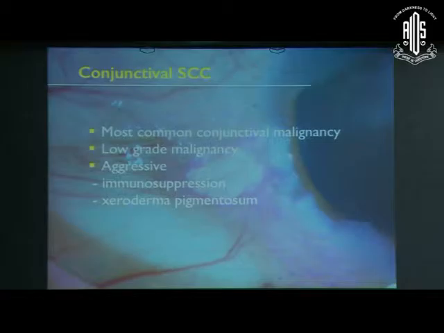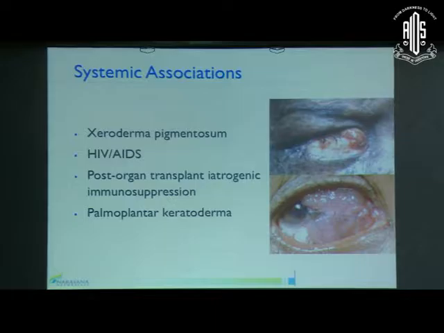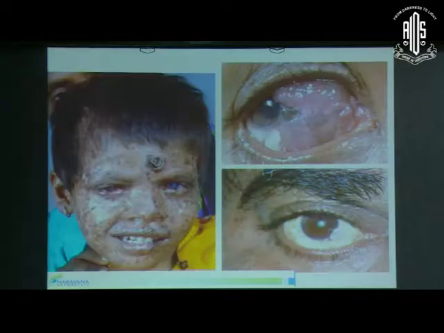It's a blanket term which is used as OSSN. Now, conjunctival SCC is the most common, as I told you. It is in fact a low-grade malignancy, but it can be aggressive in patients with immunosuppression, like HIV, or renal transplant patients on long-term immunosuppressive medications, and even in patients with xeroderma pigmentosum, who can have aggressive, bilateral and recurrent tumors. So these are certain systemic associations. Apart from that, plantar keratoderma, which is very rare. I'm not going to speak on that.